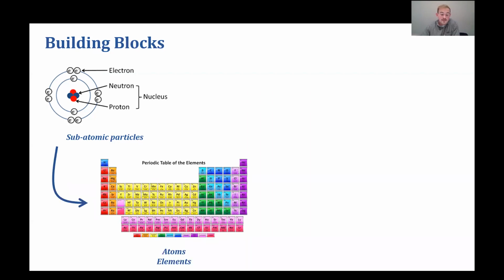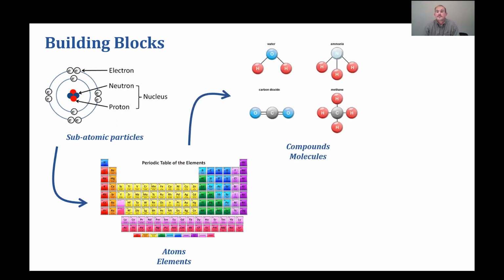Building up from that, we get to atoms and elements. You should all know that an atom is the smallest constituent part of a substance, and an element is a substance that can't be broken down into any other substance. It can be one atom of that element, or it can be hundreds of the same atom, but these all form elements. Then building up, we get from elements into compounds, and simple molecules.